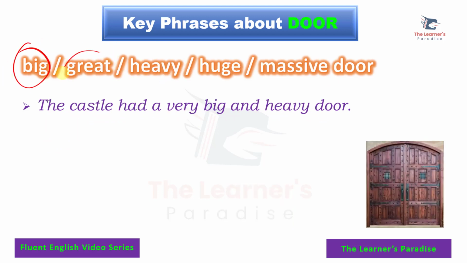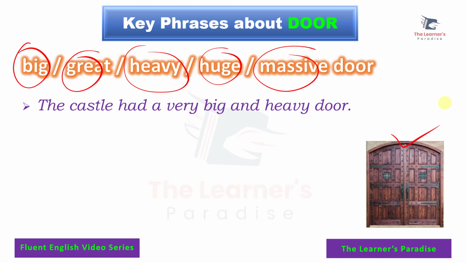Big door or great door or a huge or massive door, they all refer to how big the door is. A heavy door refers to any door that has lots of weight, right, that is very heavy. A big door is usually very heavy, like this door. Example sentence: the castle had a very big and heavy door.